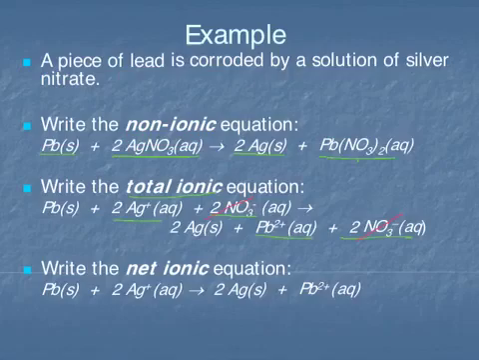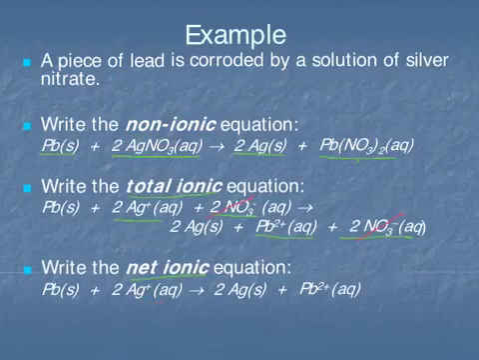So then at the end of the day, we have our net ionic equation: lead solid plus 2 silver ions yield 2 solid silver and lead ions. If we look at our net equation, we can see that solid lead is being oxidized into lead ions, whereas silver ions are being reduced into solid silver.